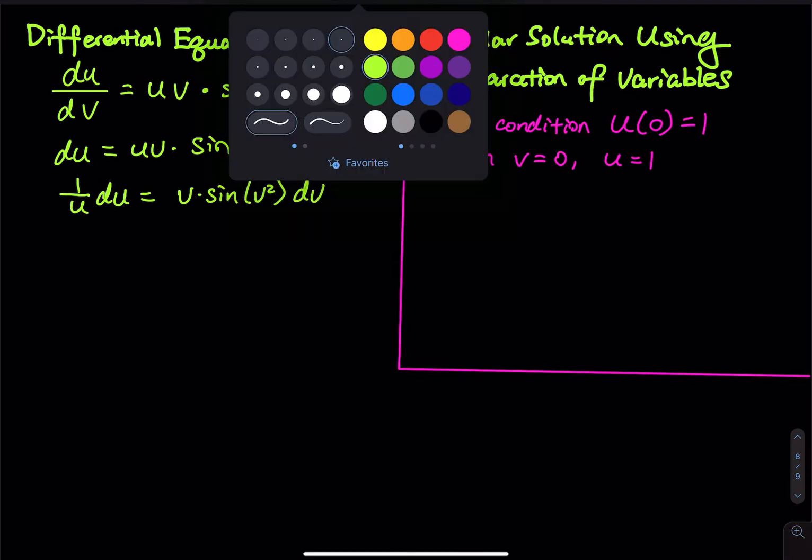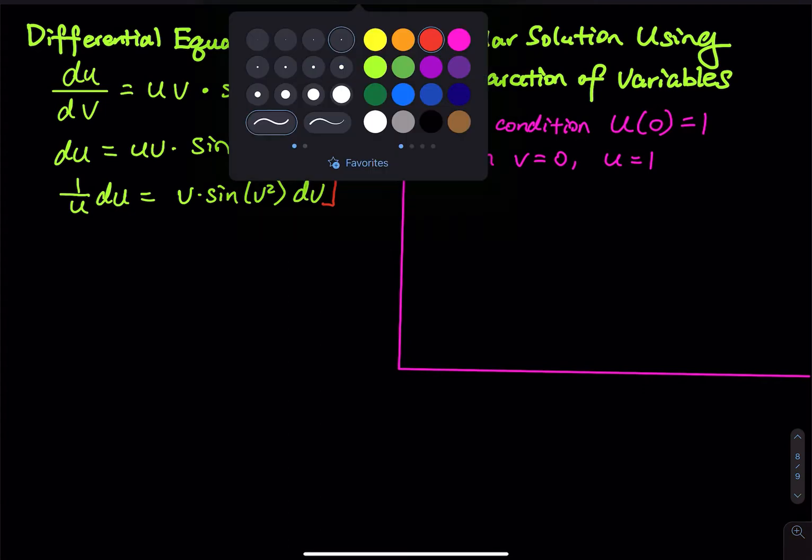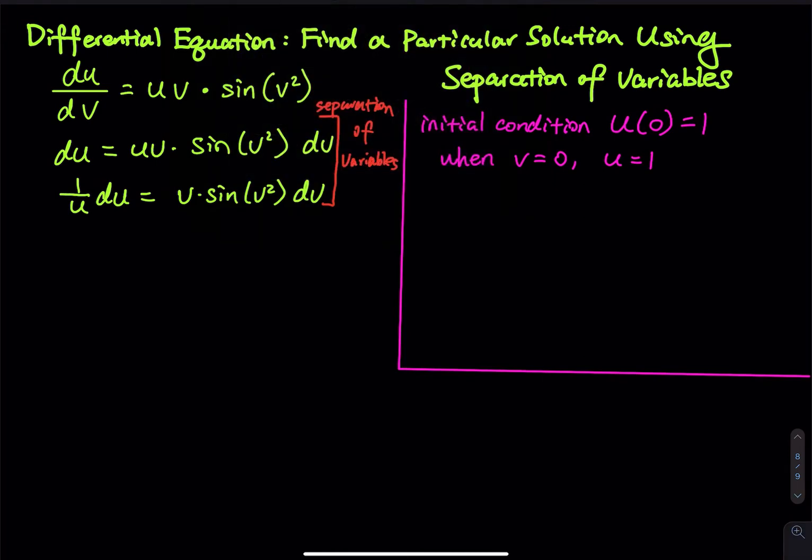So let's mark this. These two lines are called separation of variables. And then I have all the u's on the left, all the v's on the right. The next step is we will have to integrate both sides. So let's do the color coding a little bit. For the integration, I will just do that in blue.